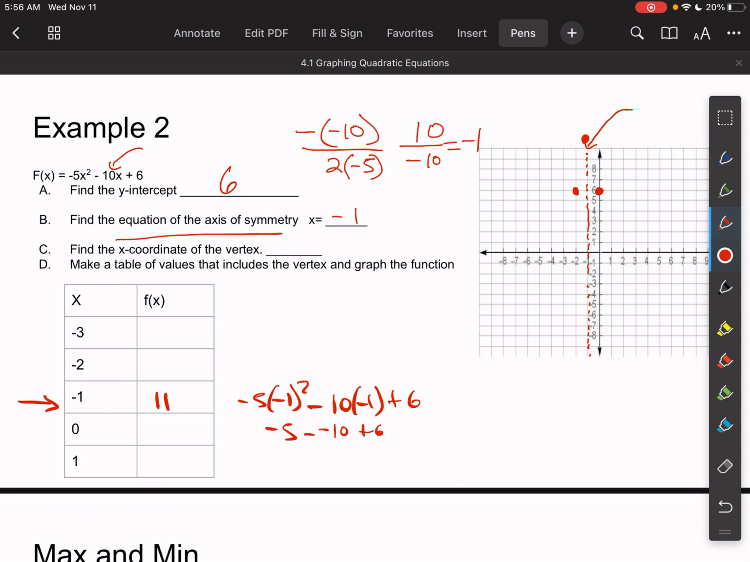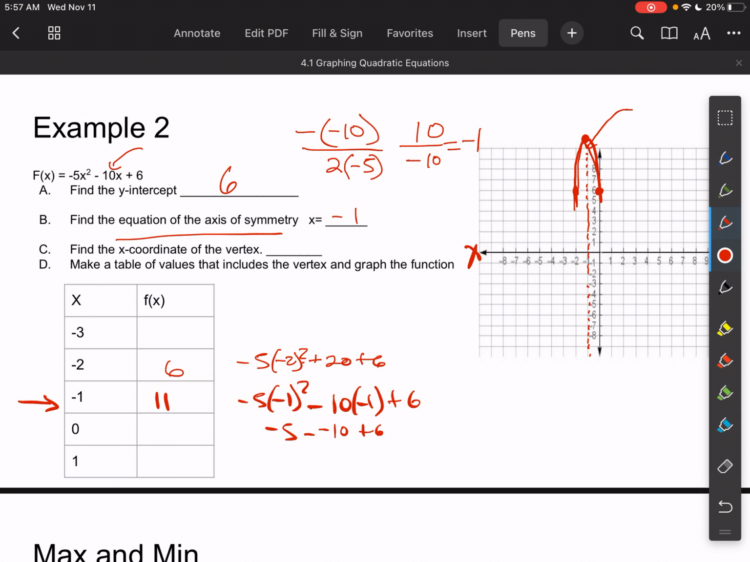And what's nice about that now is, since I have this guy, I can kind of tell what's happening on both sides, right? But we need to keep going to find out where this thing crosses x. It shouldn't happen too far from here, but now we know what to plug in. We can plug in a negative 2. So we have negative 5 times negative 2 squared, plus, because negative 2 times negative 10 would be positive 20, plus 6. Negative 2 squared is 4. 4 times negative 5 is negative 20. Negative 20 plus 20 is 0, plus 6 is 6. So at negative 2, I'm at 6.